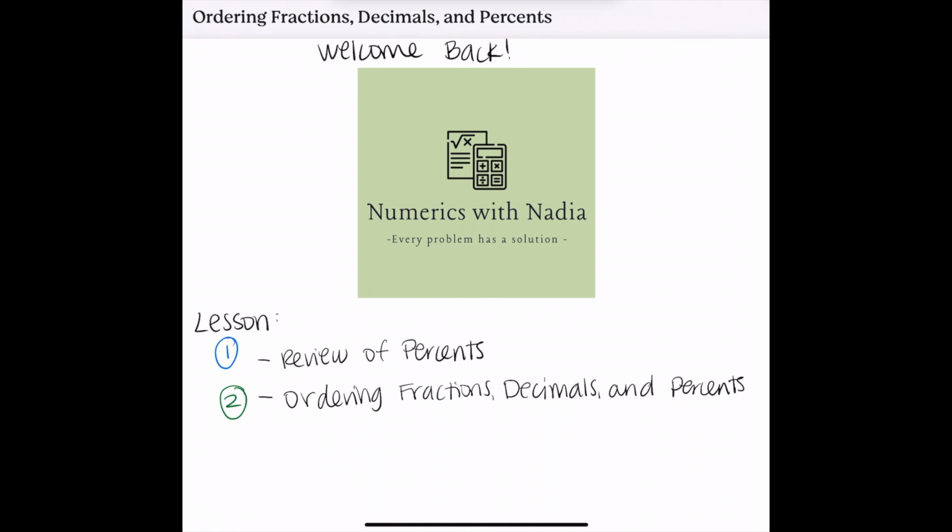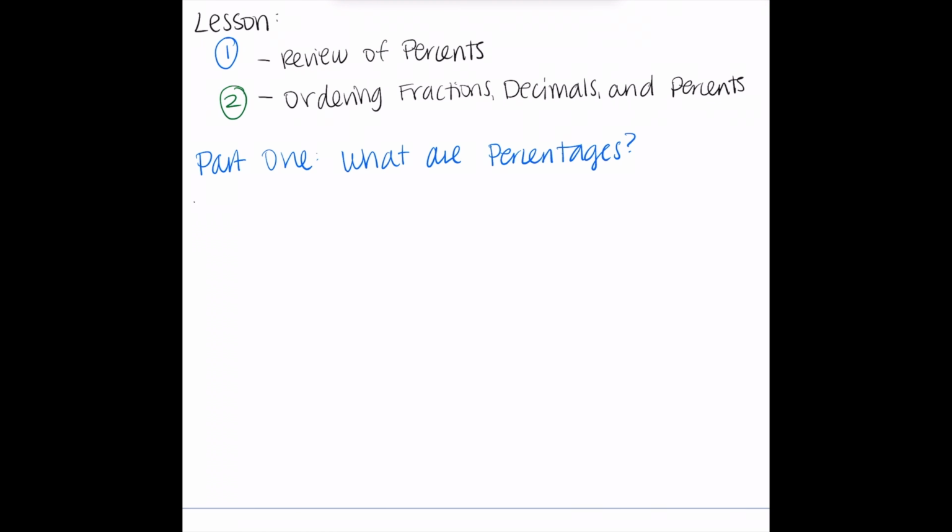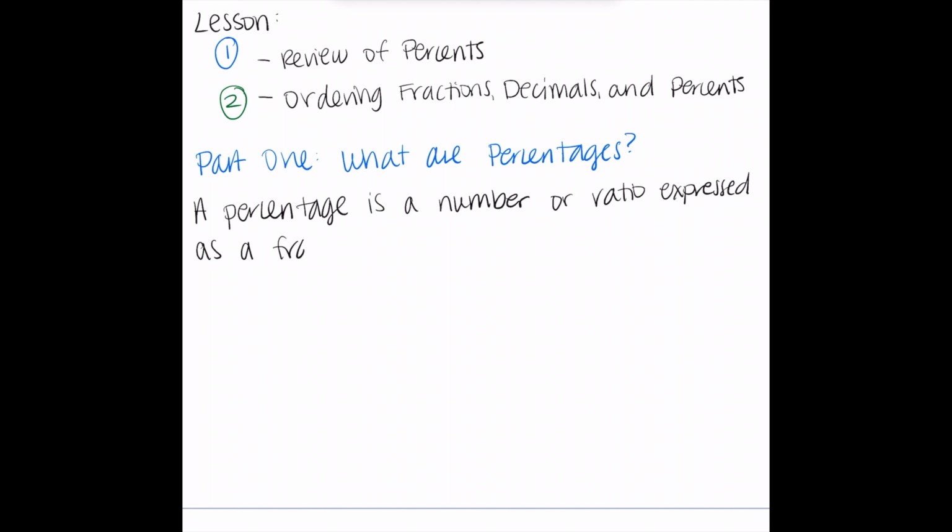So now that we've gone through the game plan for today, let's get into the first part of our lesson. For part one, we're going to do an overview of percents. So a percent is a number or a ratio that is expressed as a fraction of 100. So if you guys remember, we've already done the shortcut method of converting decimals to percent, right? And that was making the denominator 100. A percent is just a number or a ratio where the denominator is 100.